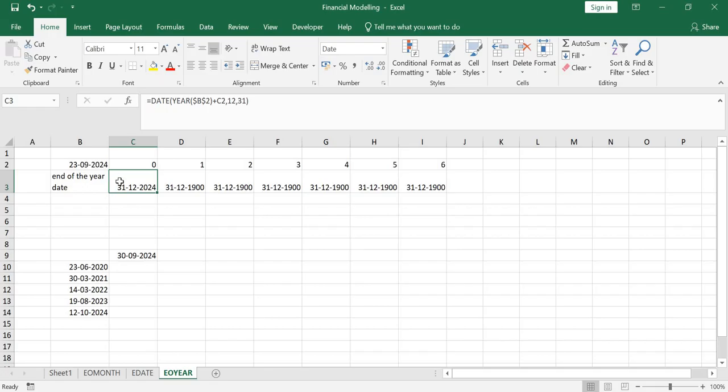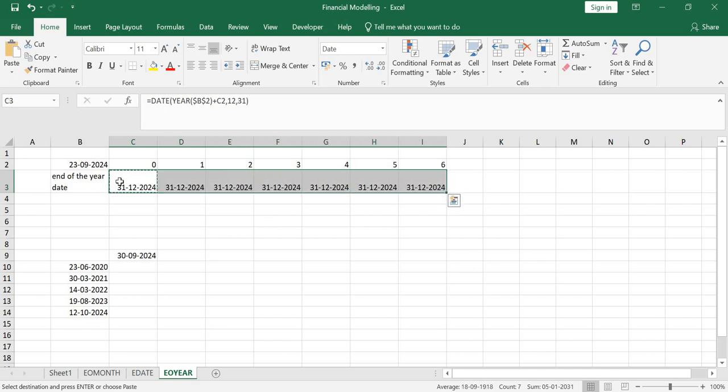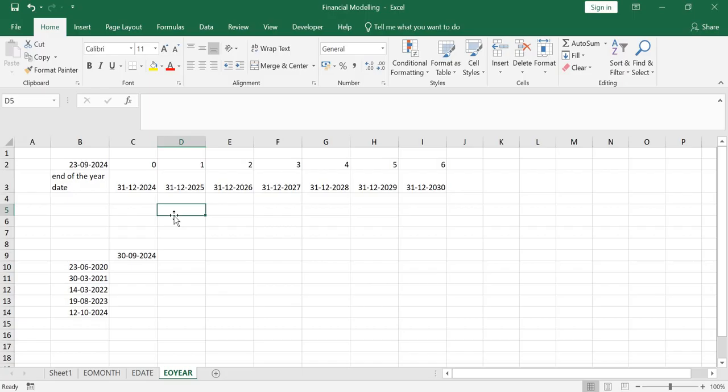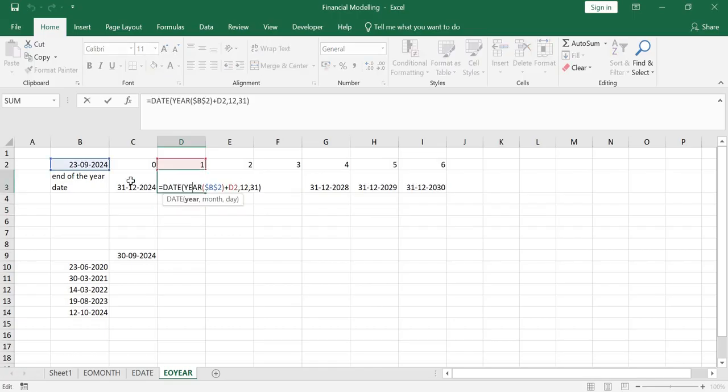Now see, again I am going to copy it, press shift, arrow sign and enter. Now what you are going to observe over here is 31st December 25, 26, 27, 28, 29 and 30. Now you can see this date is fixed over here. Now this is your date and I want the last day of the year which is following the current year. So 1 year ahead. Next I want 2 years ahead.